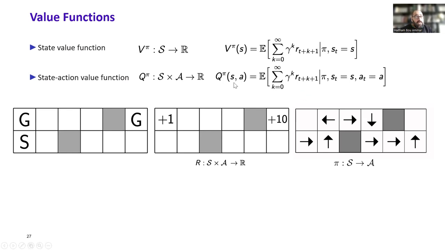Now, you notice that the equation of the Q function and the equation of the value function are very similar to each other. But the main difference is that we are conditioning as well on the action A_t. So the Q function measures the value of following the policy pi from a state S_t equals S after applying an action A_t equals A. So you have S_t and you have A, then you follow the policy thereafter, and then you ask what's the Q value.